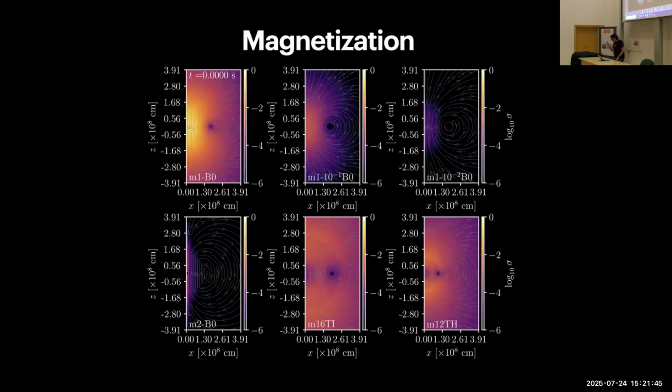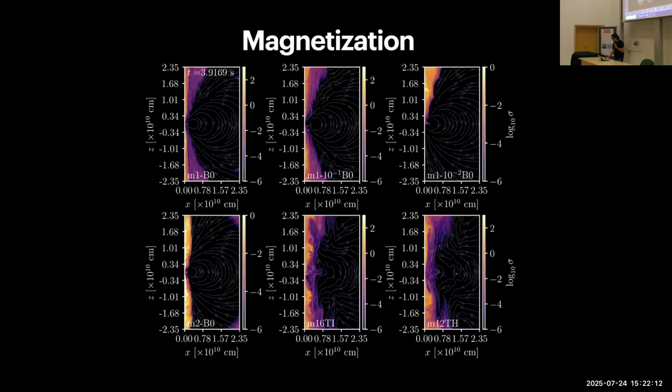Here I want to mention briefly the effect of the magnetization, because we explore different magnetic field strengths. Here is the sigma parameter, and we decrease the magnetic field starting from 10^14 Gauss, 10^13, 10^12. We also change the geometry of the magnetic field. In the center we have parallel lines, and here we have different progenitors.